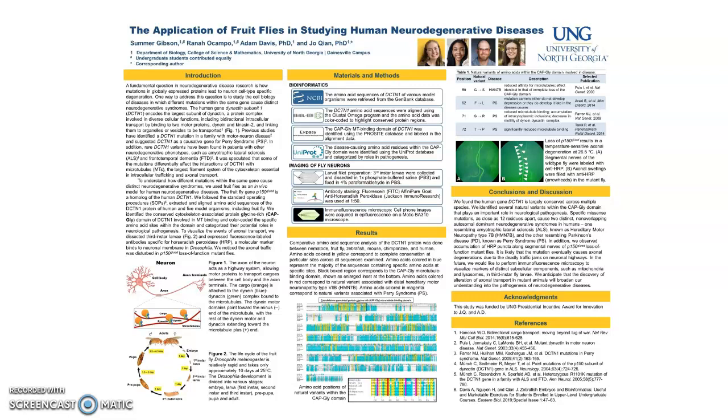In step 4, we boxed in the cytoskeleton-associated protein glycine-rich domain, also known as the CAPGLY domain, which we found through using ProSite. Using UniProt, we found amino acid positions of natural variants within the CAPGLY domain that are responsible for 2 very different neurodegenerative diseases.